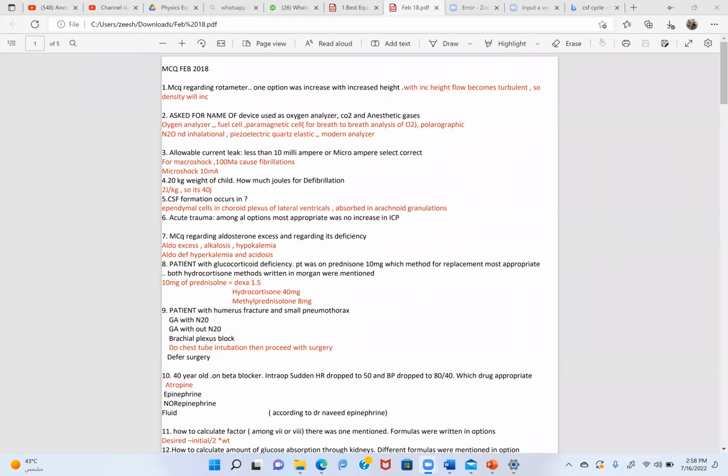MCQ regarding aldosterone excess and regarding its deficiency. So what is the mechanism of action of aldosterone? Anyone, please? Where is it acting? Aldosterone acts on the distal collecting tubules and increases the absorption of sodium and water, and increases the excretion of potassium, and another thing, hydrogen. Okay, so that's why it will cause alkalosis and hypokalemia, and deficiency will cause hyperkalemia and acidosis. So whatever they have written is right. But if you understand that they are absorbing sodium, they are pushing out potassium and hydrogen.